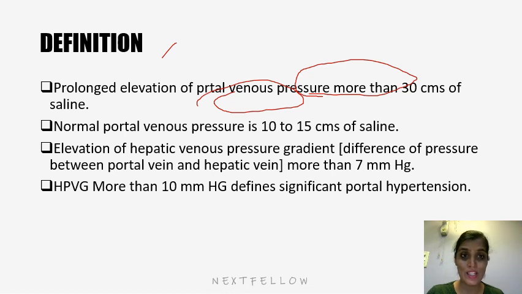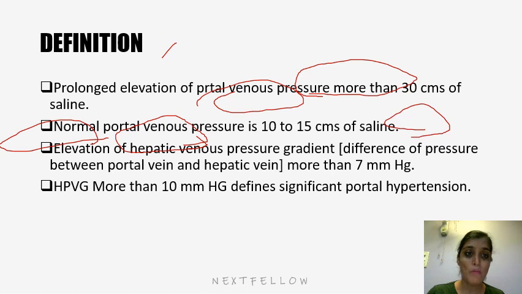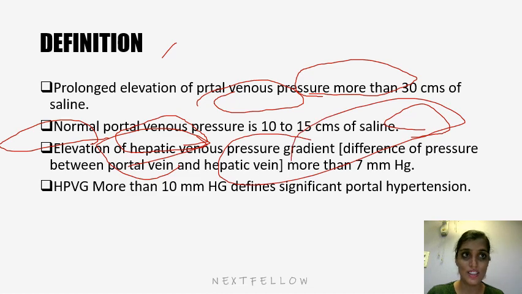The definition also says that portal hypertension is elevation of hepatic venous pressure gradient. What is hepatic venous pressure gradient? It's the difference of pressure between the portal vein and the hepatic vein. The elevation of hepatic venous pressure gradient should be more than 7 mmHg to call it portal hypertension. A gradient more than 10 mmHg defines significant portal hypertension.